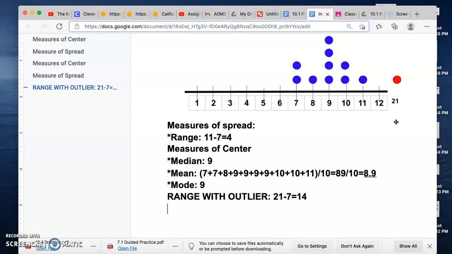And let's look at the median with the outlier. Well, the median with the outlier doesn't change much. It's still a size 9. But the mean would change a whole bunch because we'd have to add 21 to that whole data set in there. That would make our mean a whole 2 sizes larger. That's why sometimes we omit outliers, like that red dot.